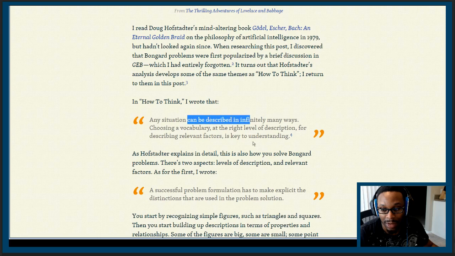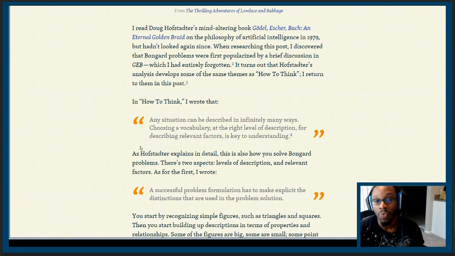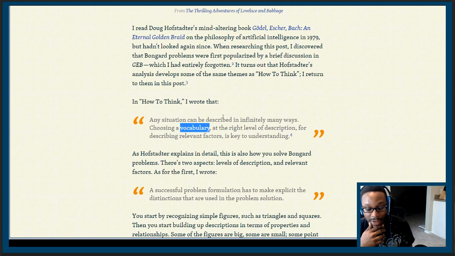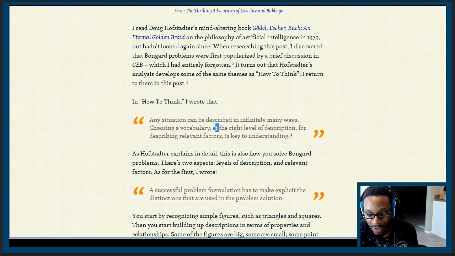Any situation could be described in infinitely many ways. Choosing a vocabulary at the right level of description for describing relevant factors is key to understanding. This is exactly what we talked about with and demonstrated with the jigsaw puzzle. We're looking to describe things, but in describing things we need vocabulary, which are distinct conceptually defined concepts. They're concepts that are defined by separate groups, divisive groups that separate things from one side to the other. That makes it super sharp and effective in your mind as far as forming neural pathways and building up so many other mental structures that are super important for learning.